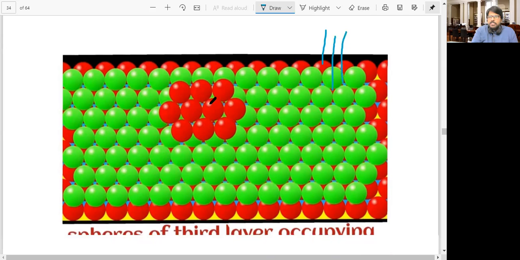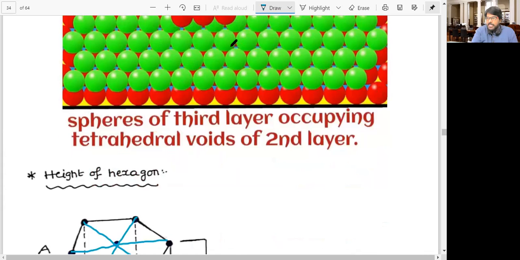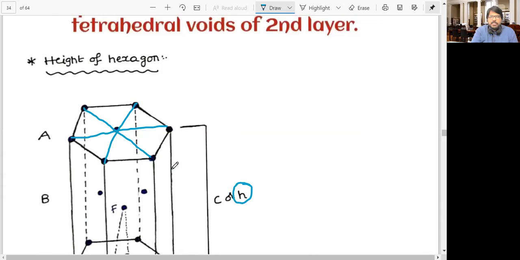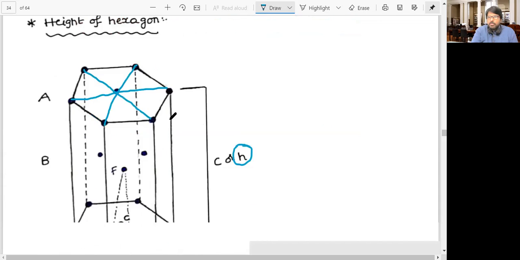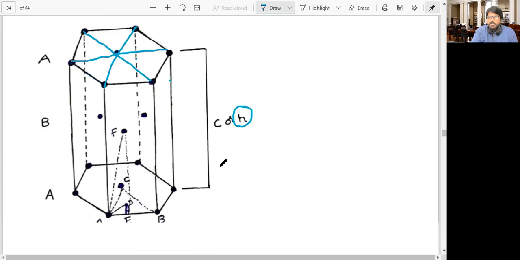What is the arrangement of the particles of the third layer? We are talking about the HCP unit cell. So the particles of the third layer will be sitting above tetrahedral voids. If you place the particles above octahedral voids, you will get CCP. But our discussion is HCP, right? And here this is the height of the hexagon. Some tetrahedral voids are present here. So this is the brief discussion.